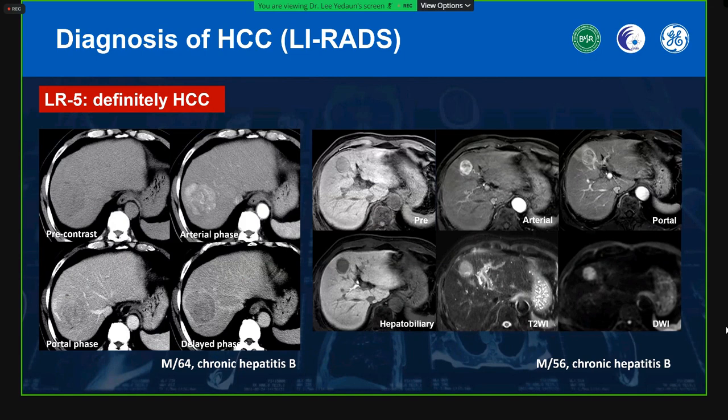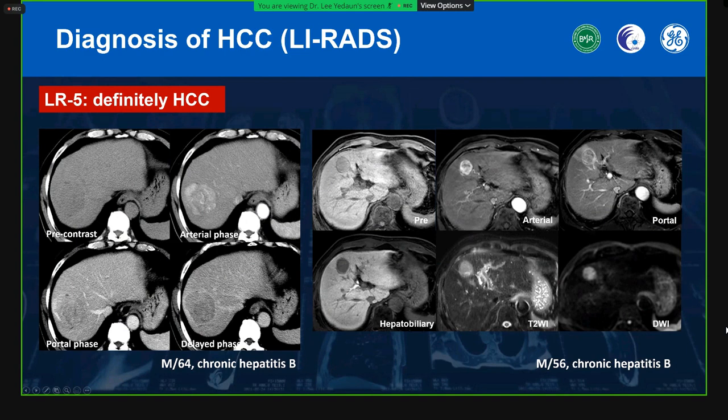These are 2 cases of LR5 showing typical imaging findings of HCC in CT and MRI. On CT, the mass larger than 2 cm shows non-rim hyperenhancement on arterial phase and non-peripheral washout on portal phase. On delayed phase, you can see enhancing capsule.